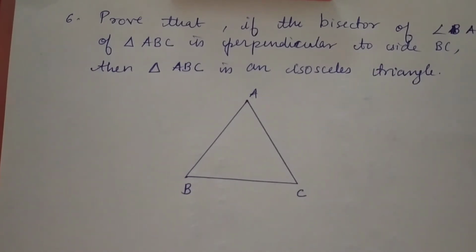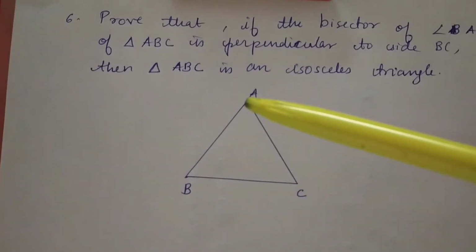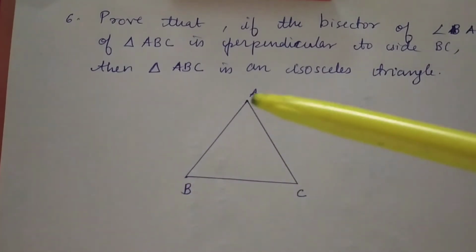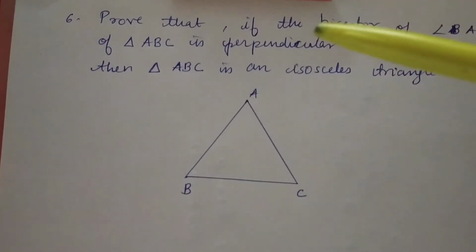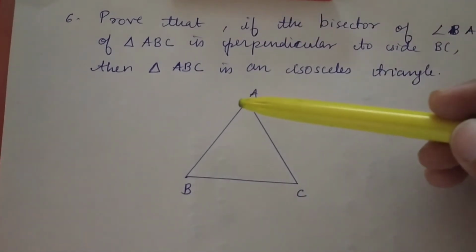So first, looking at the question, we draw the figure. We draw triangle ABC first, and then the bisector of angle BAC. So there is an angle BAC and we have to draw the bisector of this. Bisector means I'll draw a ray from angle BAC which divides angle BAC into two equal parts.